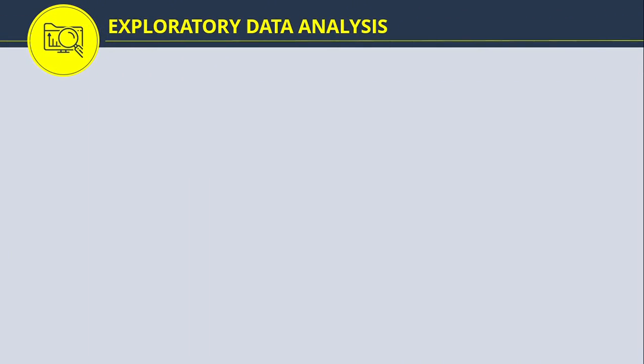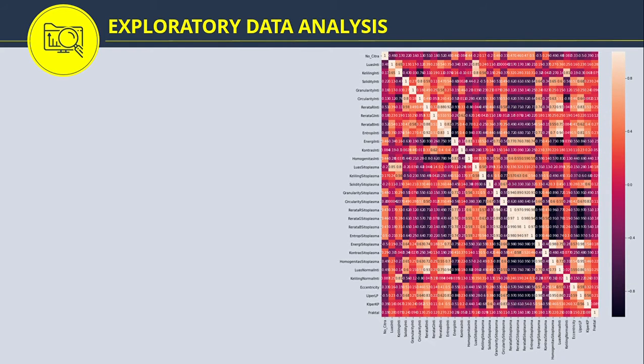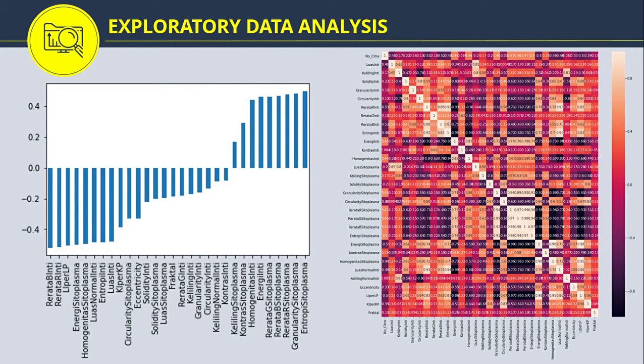Then we do exploratory data analysis. First, I want to know the correlation between the features, and in this heat map, we can see that the brighter the color means more positive the correlation, and the darker the color means more negative the correlation. We can see that some features have positive correlation to the labels, but a lot of features have negative correlation to the labels. For detailed correlation, we can see at this chart the features that have a lot of negative correlation and few of them have positive correlation with the labels. So we need to do feature engineering to deal with it.